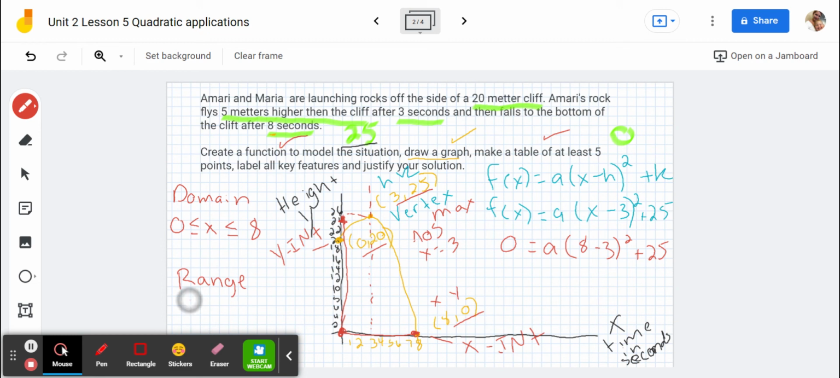So I can say it's from 0 included, y, to 25 included, right? Because it actually hits the height of 25. And there we go. This is how you solve it.